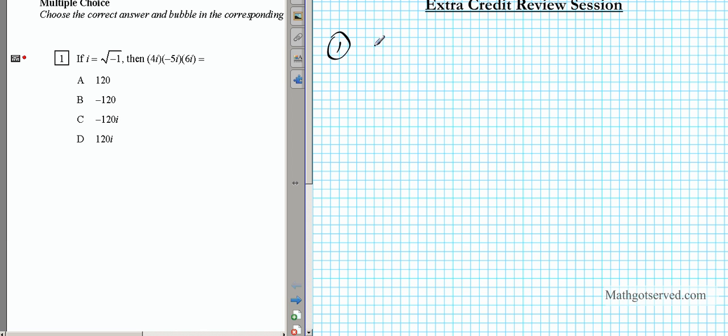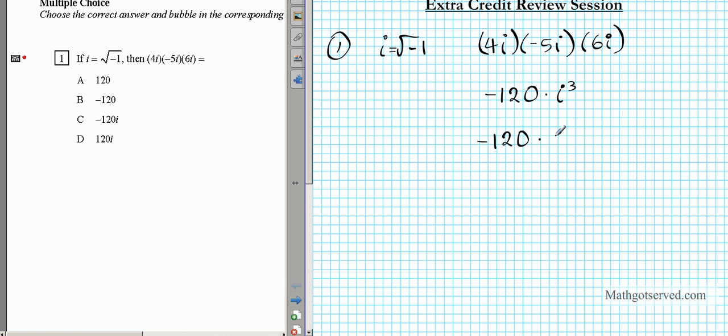It says if i is equal to the square root of -1, what is the value of 4i times -5i times 6i? All right, so let's multiply the numbers first. 4 times -5 times 6 is -120 times i to the third. All right, so what's i to the third? Well, we can break that down. -120 times i to the third is i squared times i.